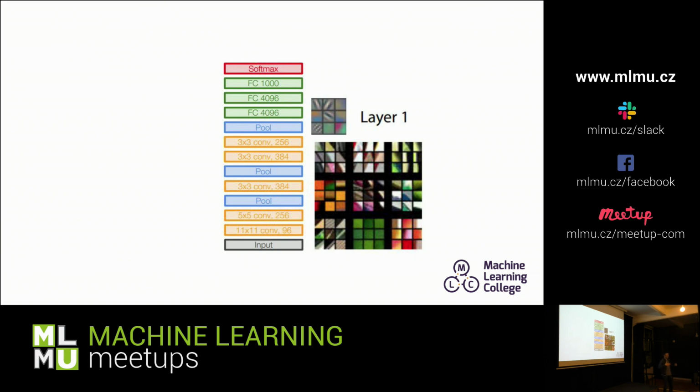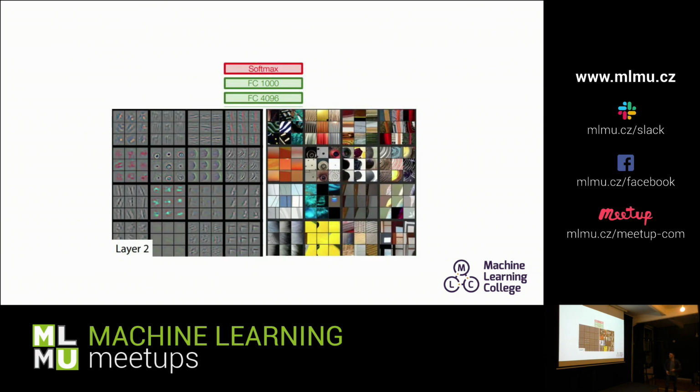And when you go into the upper layers, you will suddenly realize that in the upper layers, the convolution filters, those eyes, are searching for more complex patterns in the image.